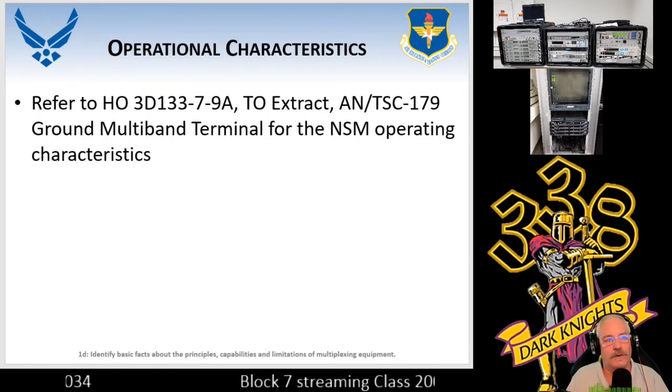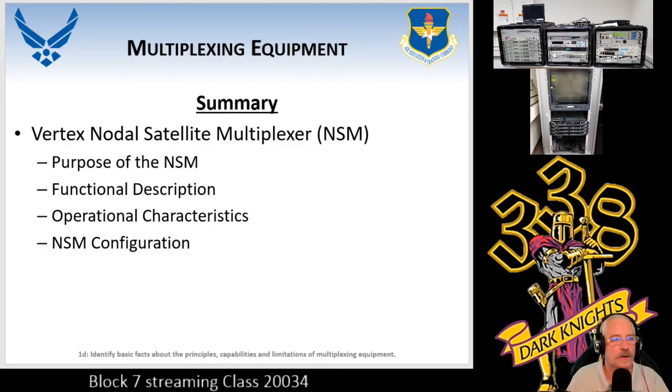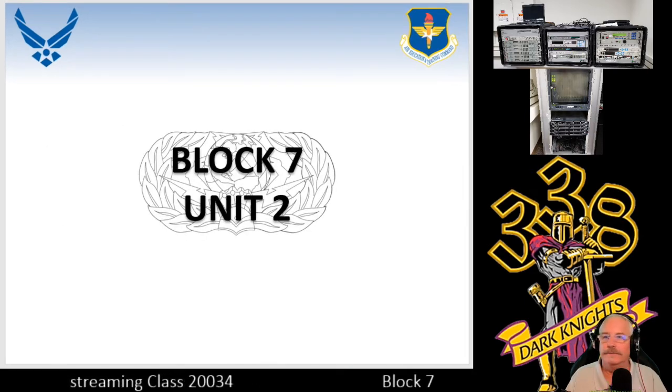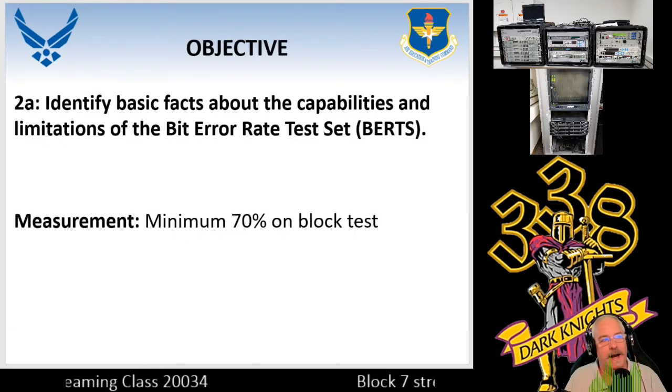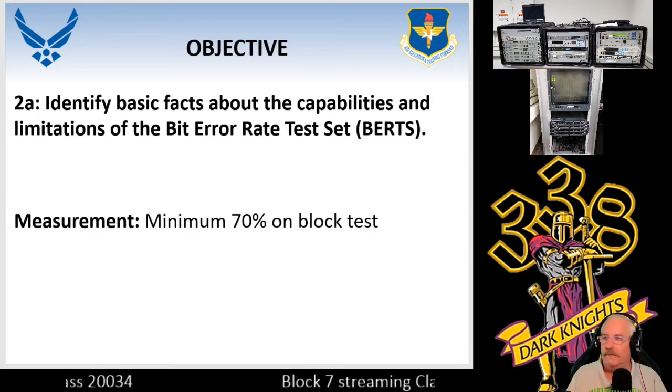And of course, we're going to refer to this manual here real quick. We'll get back to this in just a minute. You can see that it's going to interconnect with the TSC 179. Those are the other 2 cases that you see off to the right. So we'll get to this in just a minute as soon as we go through 2 alpha. We're going to look at identify basic facts and capabilities about the limitations of the bit error rate test set, BERTS, not Bert and Ernie.